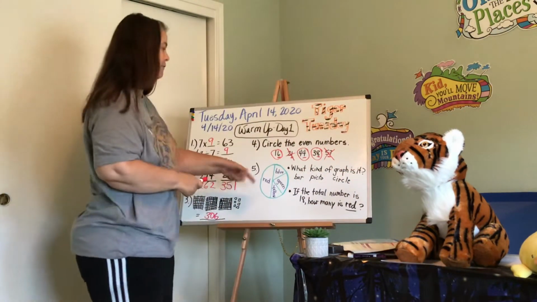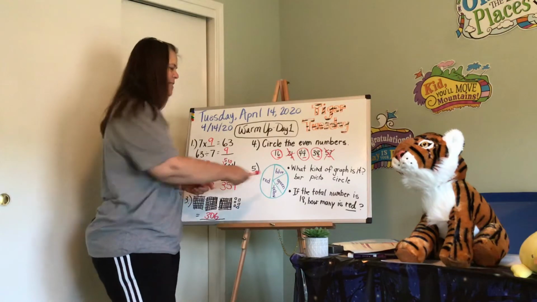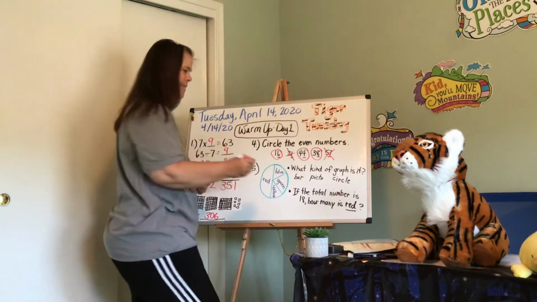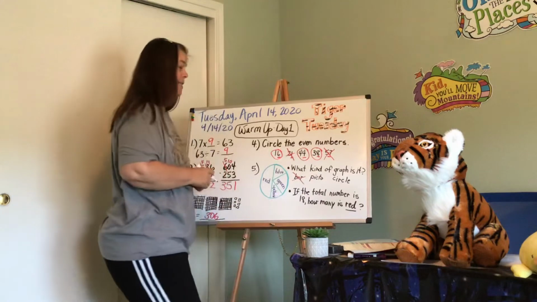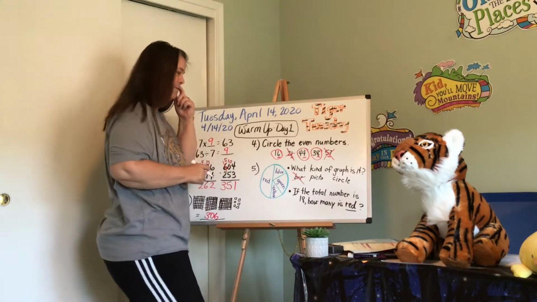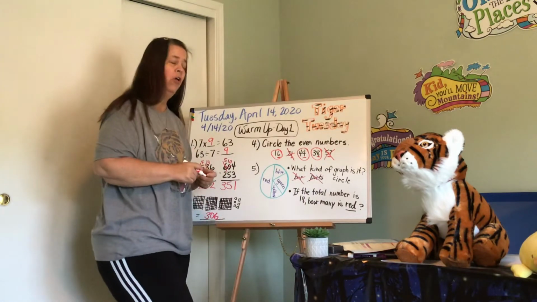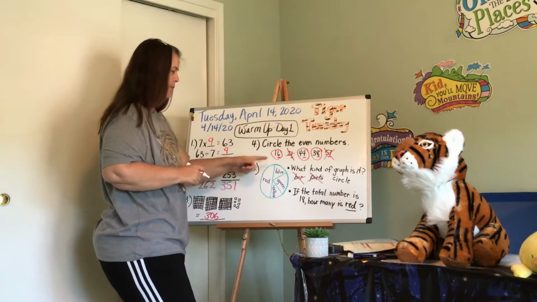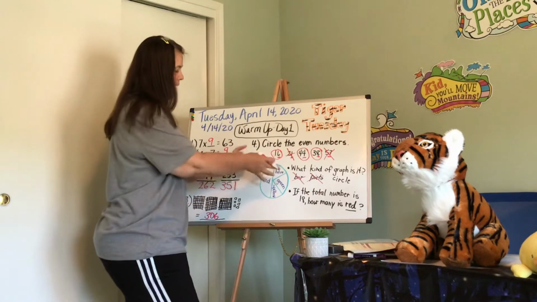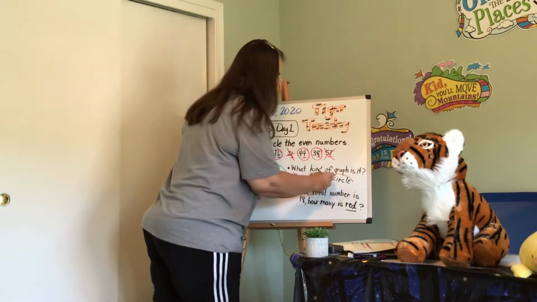All right, what kind of graph is this? Is it a bar graph? Does not have any bars. Is it a pictograph or picture graph? Nope, no pictures. Is it a circle? Yes, my data is represented in a circle. Looks like pies. Okay, so yes.